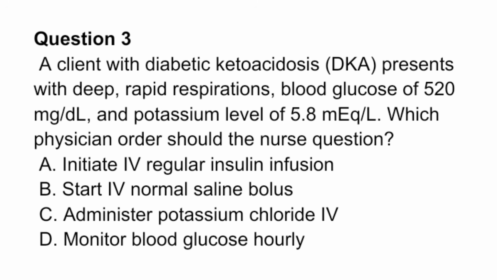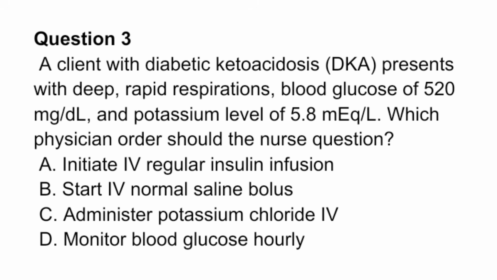Question 3. A client with diabetic ketoacidosis, DKA, presents with deep, rapid respirations, blood glucose of 520 mg per deciliter, and potassium level of 5.8 milliequivalent/L. Which physician order should the nurse question?